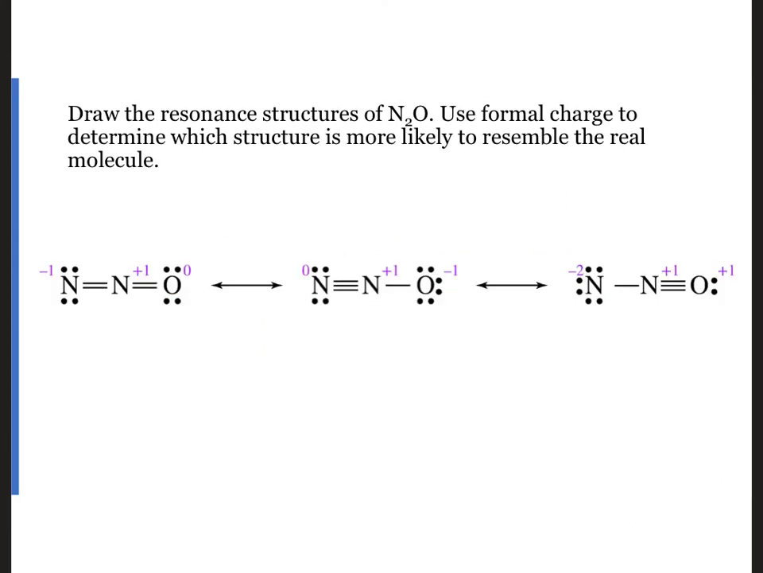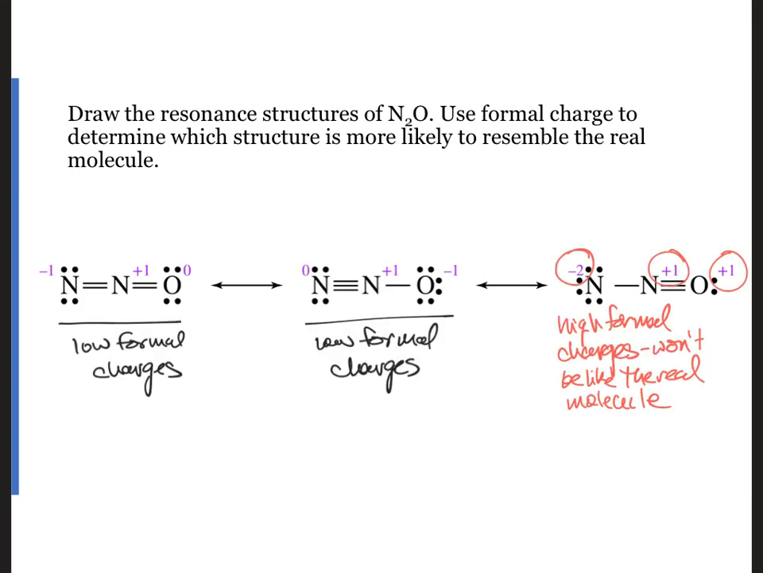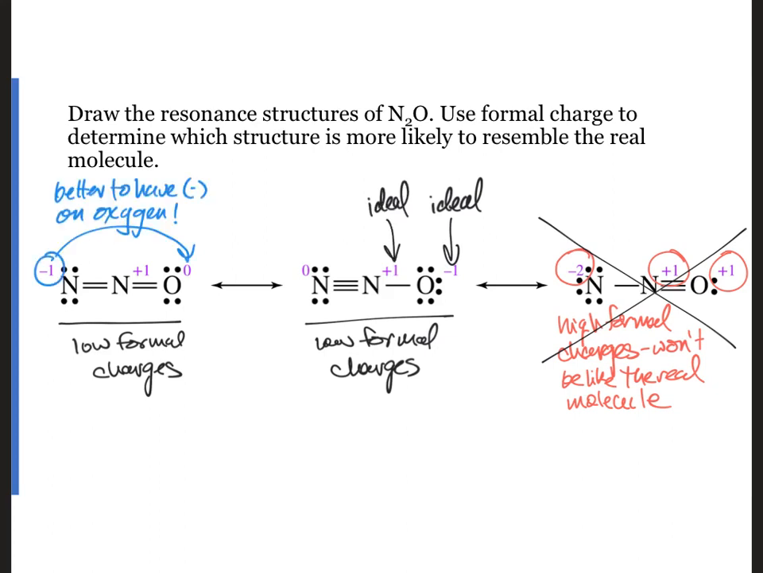Alright, now that we have 3 structures labeled with formal charges, which one is most like the real molecule? Both the left and central structures have low formal charges. The central structure places the negative formal charge on oxygen, which has higher electronegativity, and the positive formal charge on nitrogen with its lower electronegativity. The central structure most closely resembles the true N2O molecule.